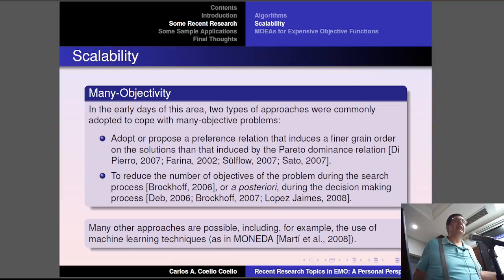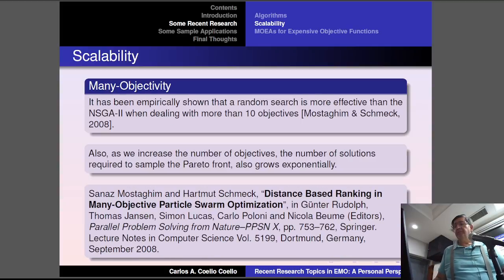So some people did this in deterministic and stochastic ways. It was a popular research topic for some years, and then it disappeared. There are other approaches like the use of machine learning. There is also an algorithm called the two-archive multi-objective evolutionary algorithm. Epsilon dominance has also been used for this. There are other techniques for scalability.